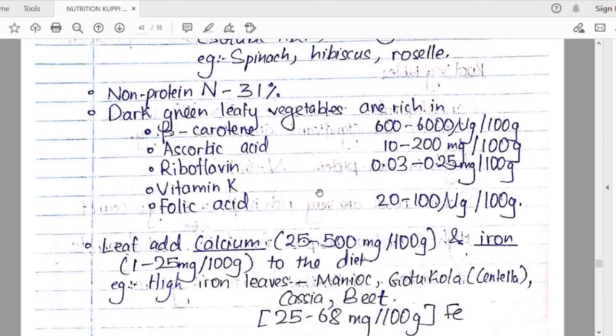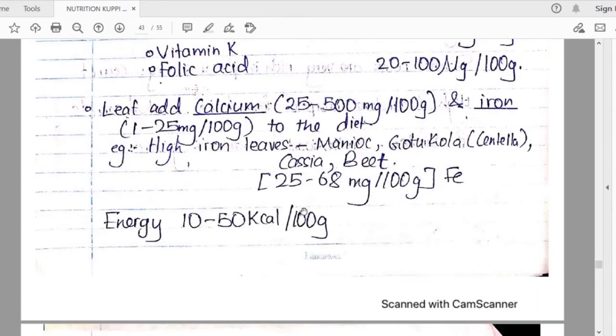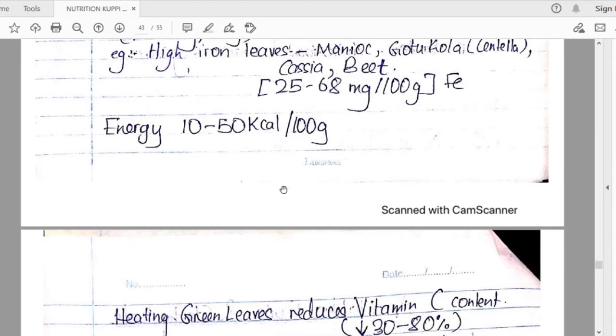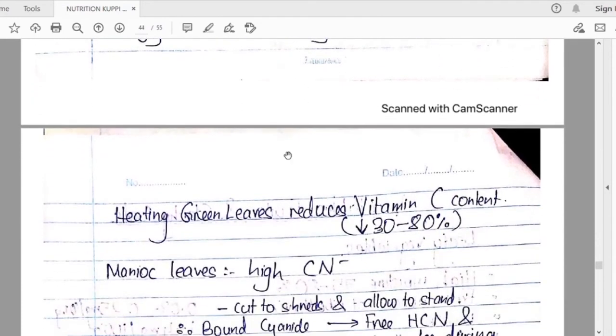Dark green leafy vegetables are rich in beta-carotene, ascorbic acid, riboflavin, vitamin K, and folic acid. Leaf adds calcium, 25 to 500 mg per 100 grams, and iron, 1 to 25 mg per 100 grams to the diet. Itukota leaves kilithiyeno calcium and iron, and high iron leaves kilithiyeno manioc, gotukola, natha sentinella, cassiasa, beet kola. Menna me kola jati vara vala iron content eka godak wedi. Api energy eka gattama energy is 10 to 50 kilocalories per 100 grams.